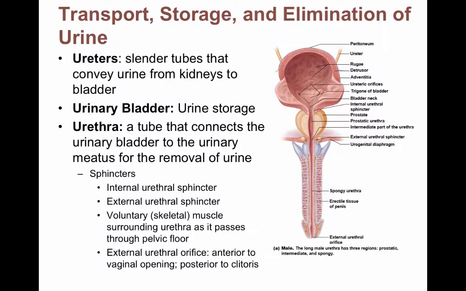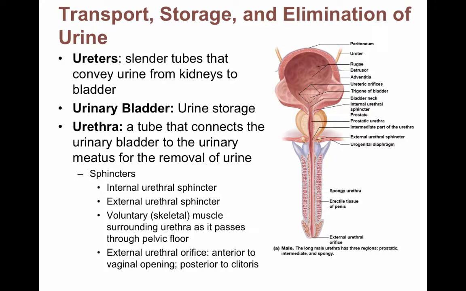We have the internal urethral sphincter that's involuntary. It's made out of smooth muscle, and this is located at the bladder and urethra junction. This guy contracts to open. The external urethral sphincter, this is voluntary. In the female, this one's tightly bound to the anterior vaginal wall. And the external urethral orifice is actually outside and anterior to the vaginal opening and posterior to the clitoris in females.